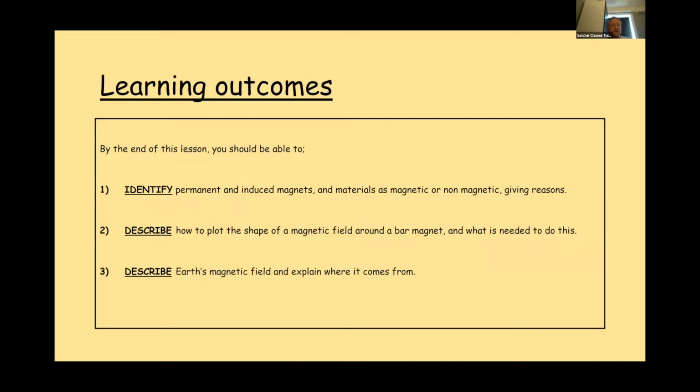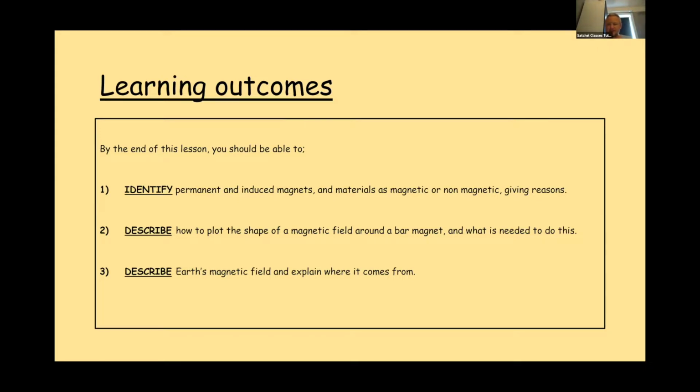That's the end of our first outcome. Identify permanent and induced magnets and materials as magnetic or non-magnetic, giving reasons. Our second outcome then. Describe how to plot the shape of a magnetic field around a bar magnet and what is needed to do this.